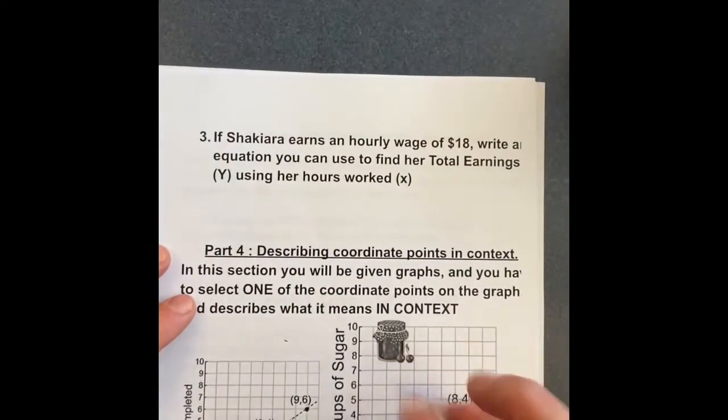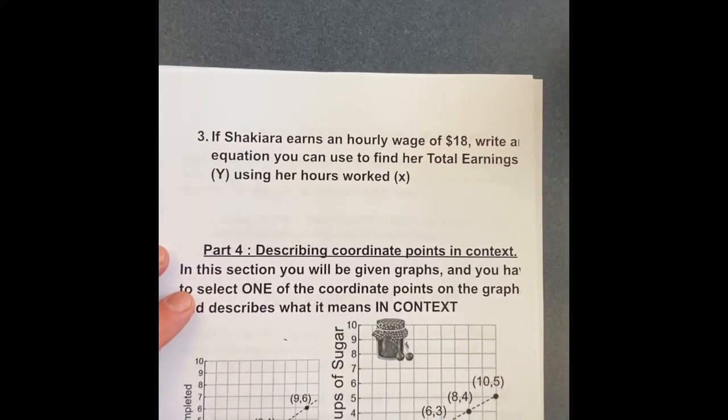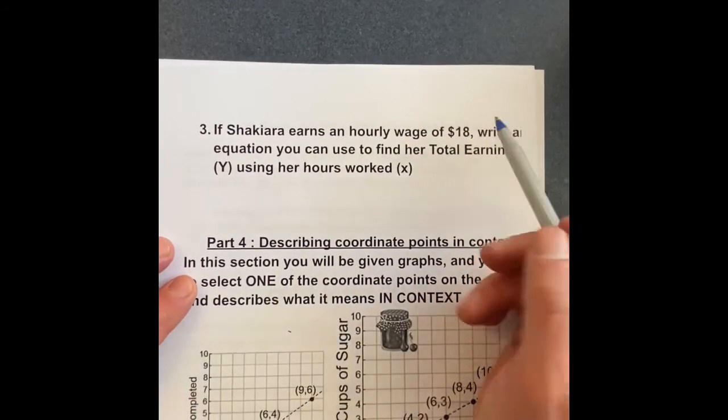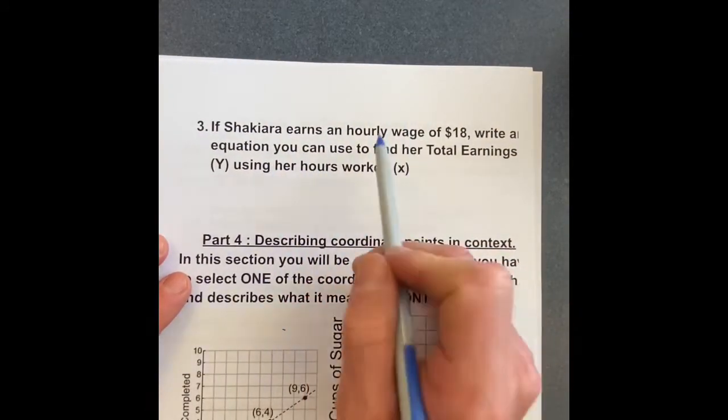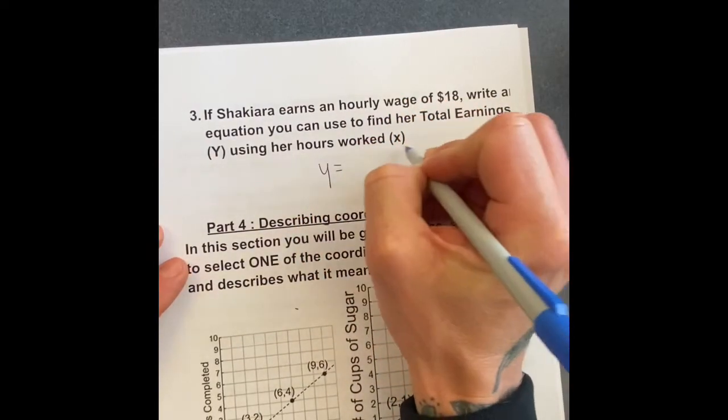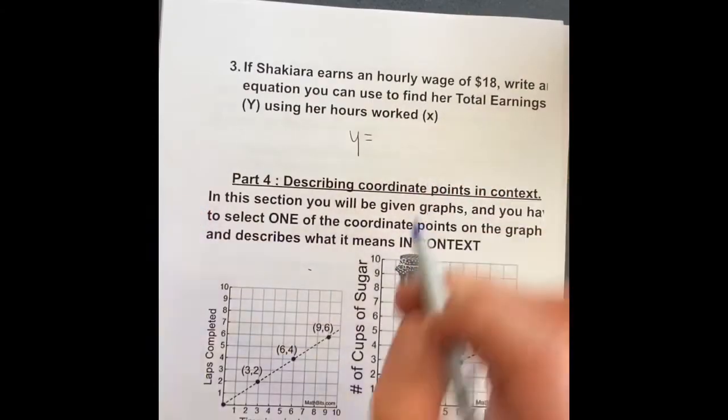Number 3. If Shakira earns an hourly wage of $18, write an equation you can use to find her total earnings. So we are going to assume that her hourly wage is constant. It does not change. Finish it. Press pause and do that.